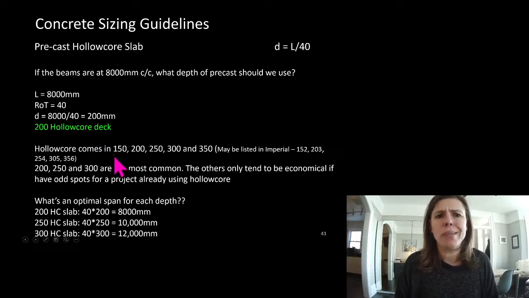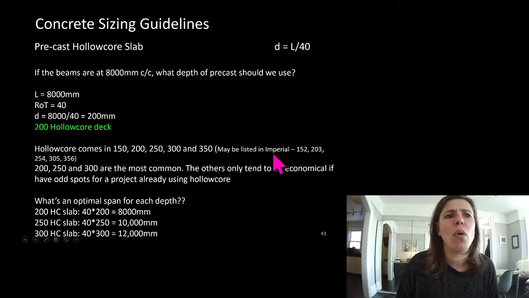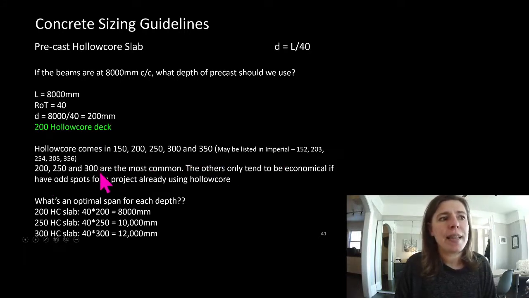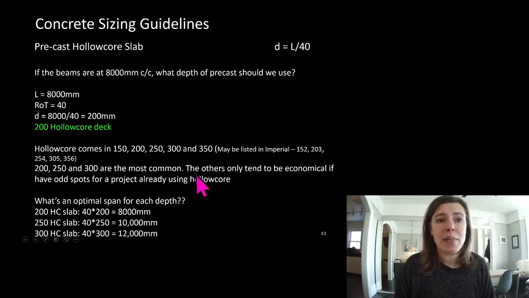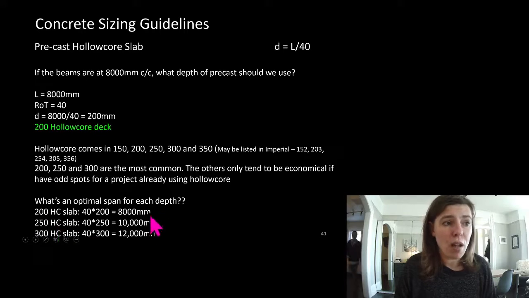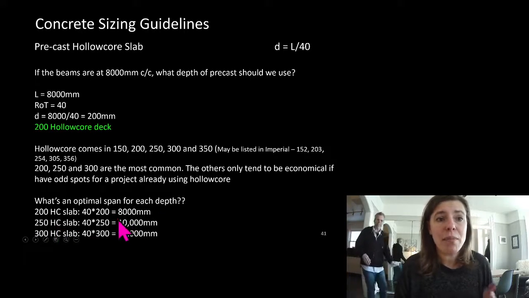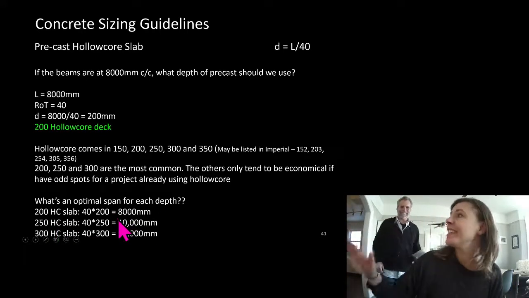Now, I told you the standard hollow core sizes, and I said that 200, 250, and 300 are the most common. So that means they tend to be economical if they're being used at their optimal length. So 200 hollow core slab is usually 8 meters or less long. 250 hollow core slab is usually 10 meters or a little bit less long.